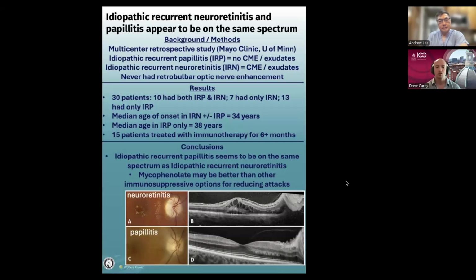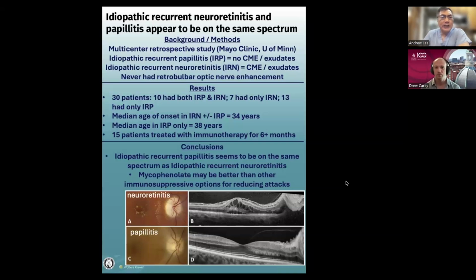So these researchers pooled their cases across Mayo Clinic and University of Minnesota to get a better understanding of the clinical spectrum of this condition or these conditions, and to see if there's any kind of relationship, and what the patients look like in the beginning and afterwards. And so that's how this paper came out.